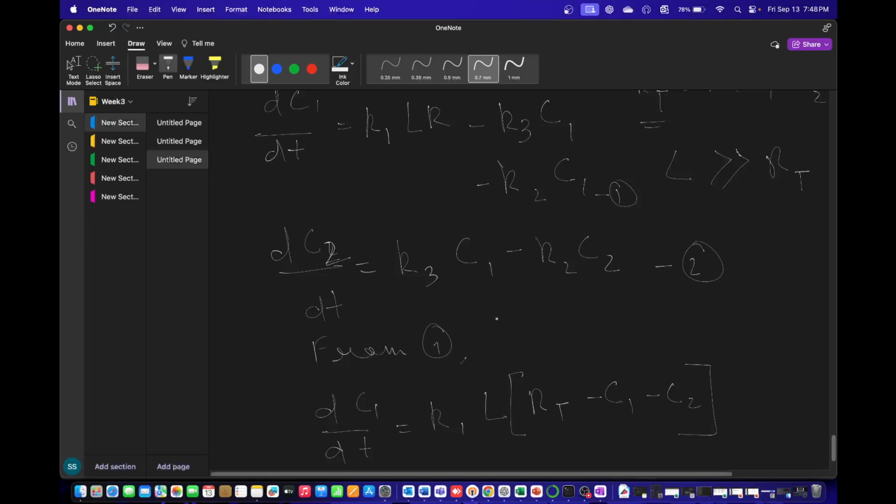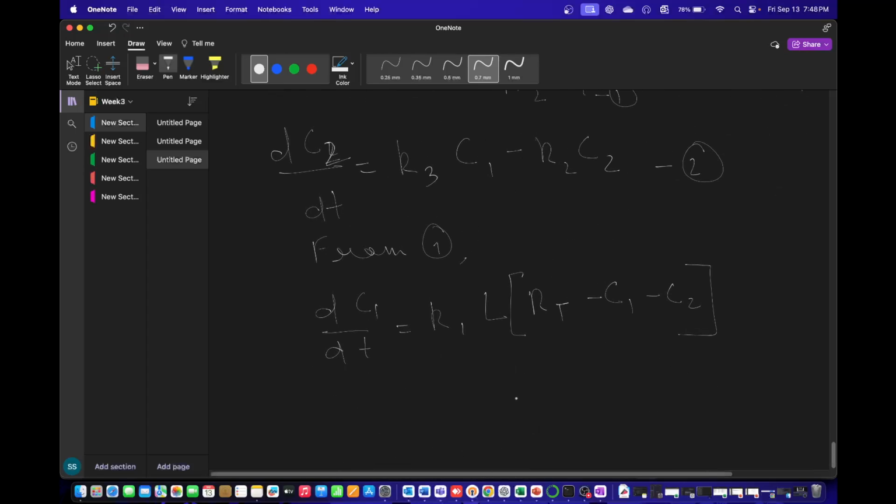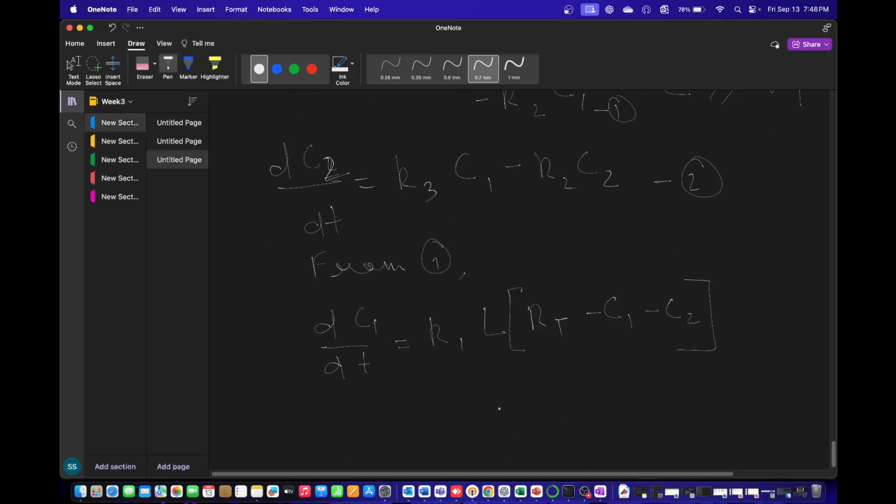Right. We are just going to remove R from the equation, because we can already represent it in terms of RT, C1 and C2. So that's why we are removing R from the equation. We are making it in terms of the other parameters. So the first term becomes this, and the rest of the terms remain the same.